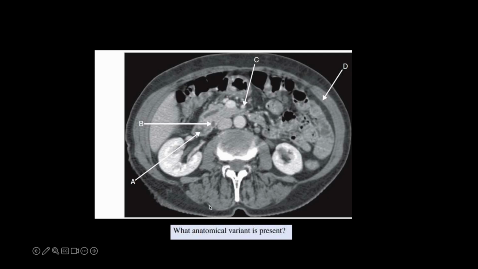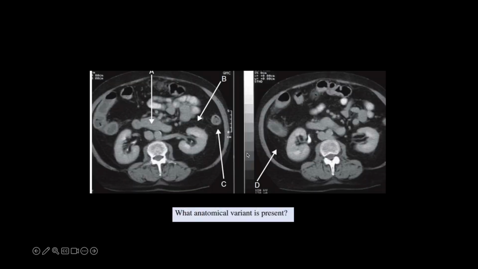It's asking you what variant is present, and that is pancreas divisum. This looks like a duct. I think it's really hard to call. I don't think they're going to show you something like this. It's really hard to say what that is. But this is the major pancreatic duct draining not into this area, but into something a little bit further up, your minor papilla, and this is your major papilla. They won't show it that hard. They'll make it more obvious.